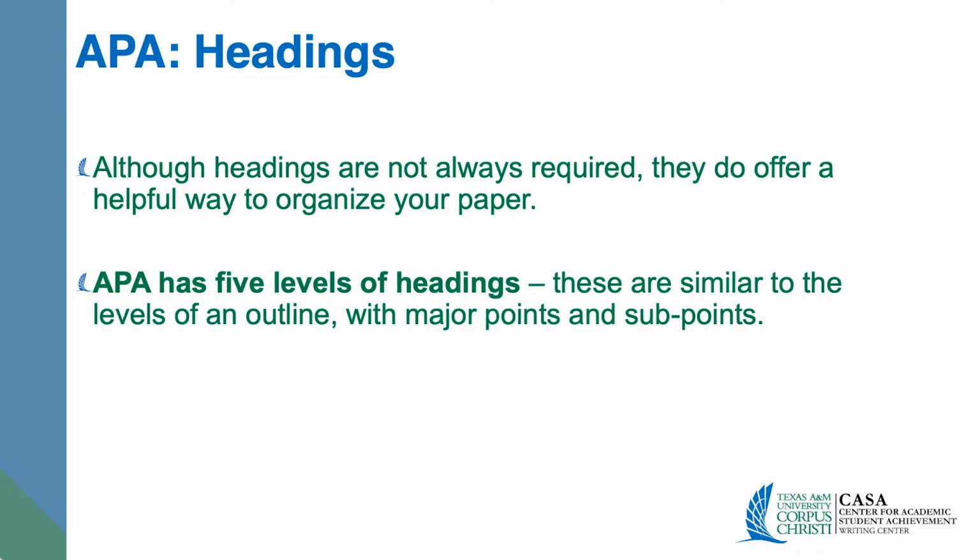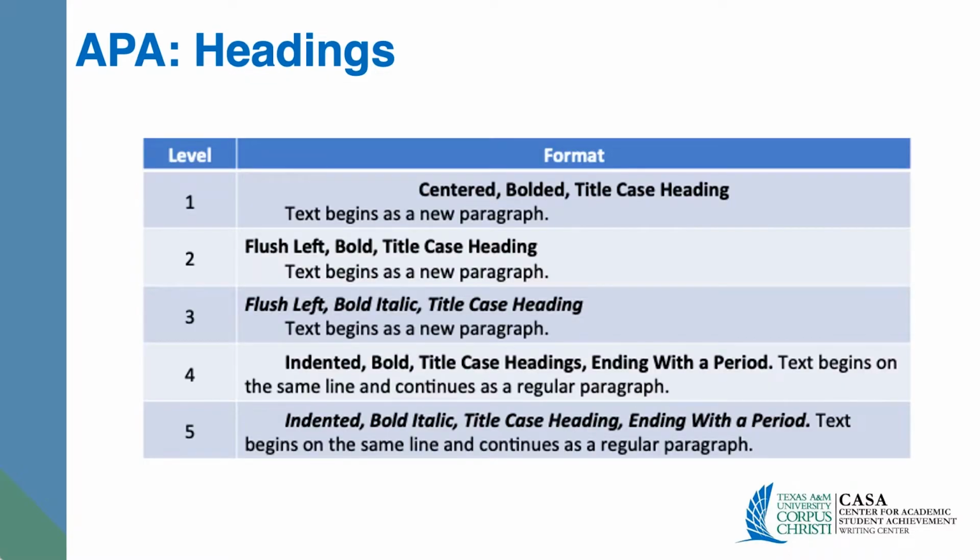APA has 5 distinct levels of headings. Each one is similar to the levels of the outline with major points and subpoints. As you can see, each level heading has a different formatting. So a level 1 is going to be centered, bolded, title case. This is actually just the title of your paper is a level 1 heading.